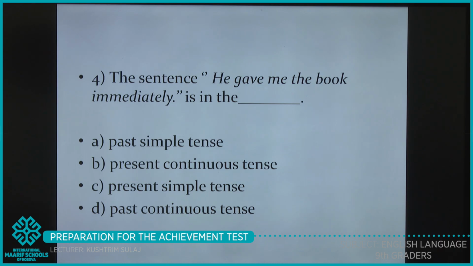And then we have the options. A, it's in past simple. B, it's in a present continuous tense. C is in a present simple. And D is in a past continuous tense.